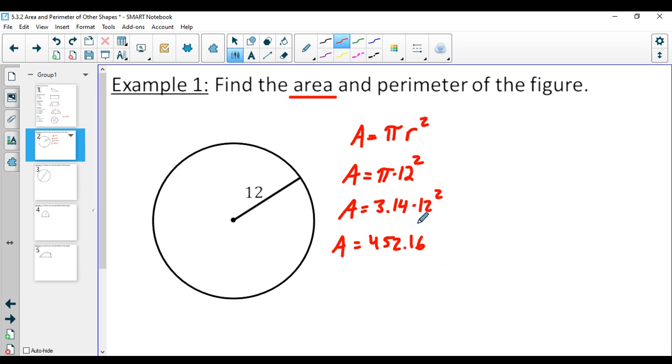And Delta Math will usually ask you to round to the nearest tenth. And so that would be 452.2. We're going to round up because that 6 is 5 or higher. And then we could say units squared.